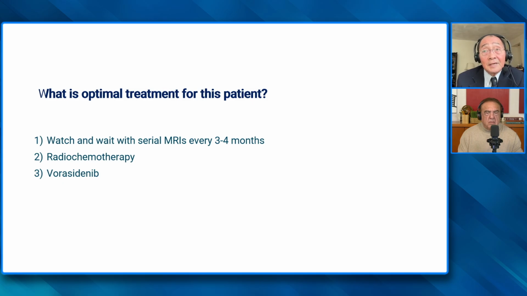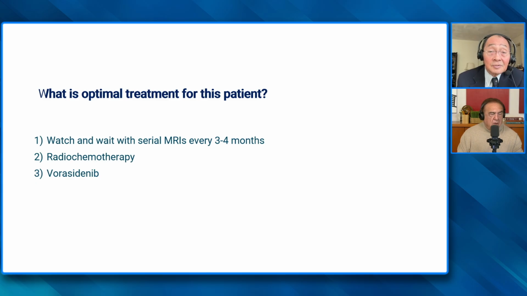But in this case, the patient is having intractable seizures. And so in that case, even though vorasidenib can have an anti-seizure effect, it's not a very rapid effect. It can take a long time to manifest. And so to have more rapid control of the tumor, one might consider radiochemotherapy as a first choice treatment.